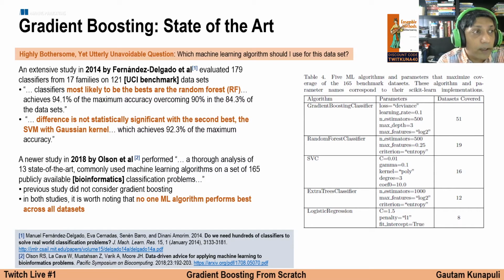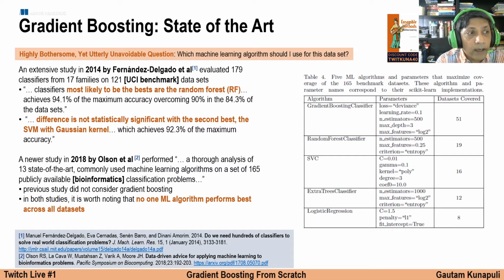So we're going to kick off here by motivating the need for gradient boosting and why we need to understand it by posing this highly bothersome yet utterly unavoidable question: which machine learning algorithm should I use for this data set that I have? And this is, of course, an age-old problem. Everybody wants to know the answer to this question. And over the last couple of decades even, there have been extensive studies by various authors in academic circles, at least, to try and figure out what the answer to this is.